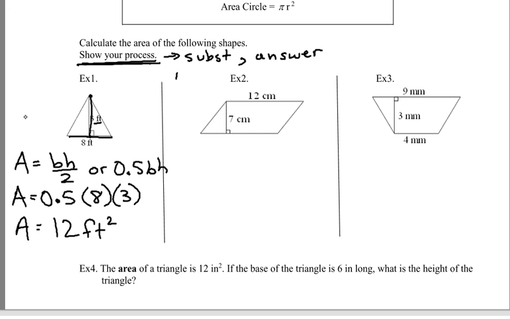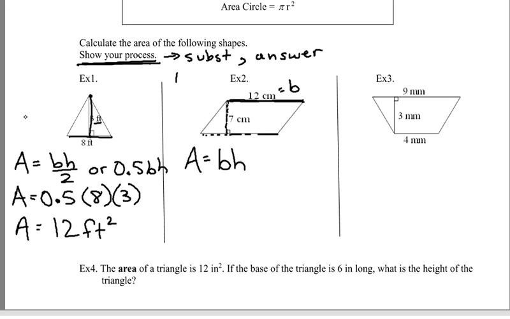Second one, a parallelogram. Area of a parallelogram, base times height. Base is one of the sides. It doesn't have to be the bottom. Here we see that we have a 12 side, but we do know the distance from that side to the opposite side is 7.